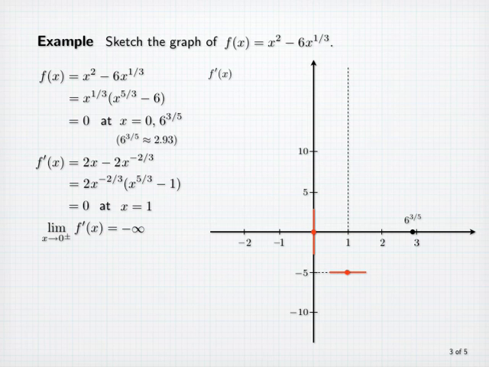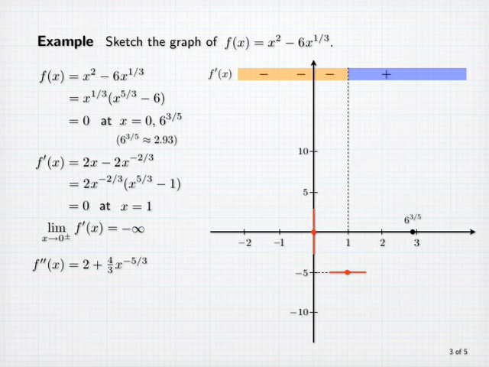If x is less than 0, then f prime of x is negative. It's also negative between 0 and 1. If x is greater than 1, then f prime of x is positive. Now let's compute the second derivative. Using the power rule, differentiating f prime of x, we find 2 plus 4/3 times x to the minus 5/3 power.